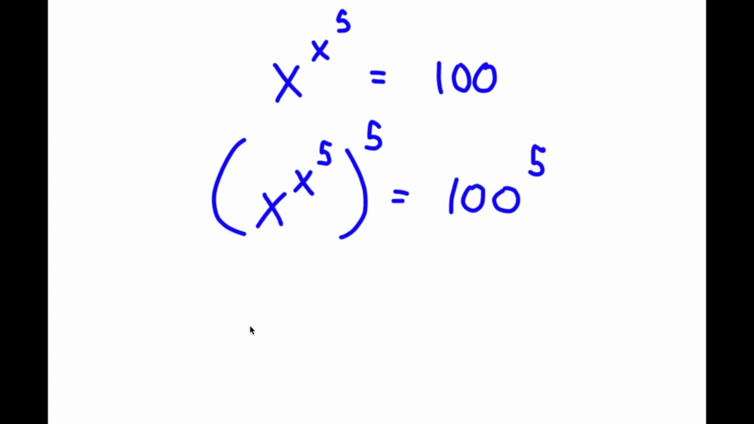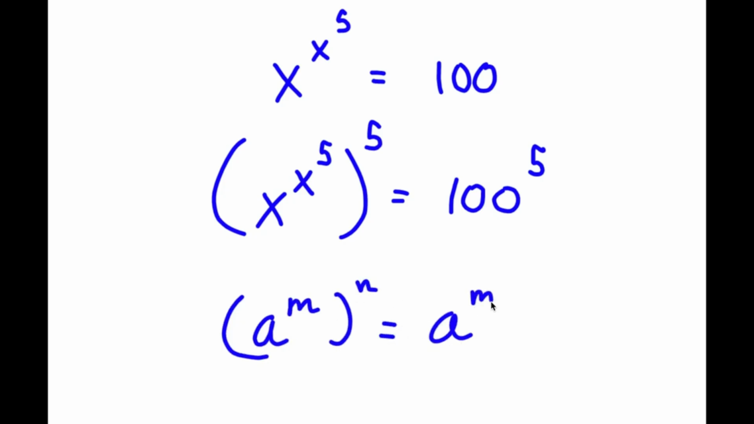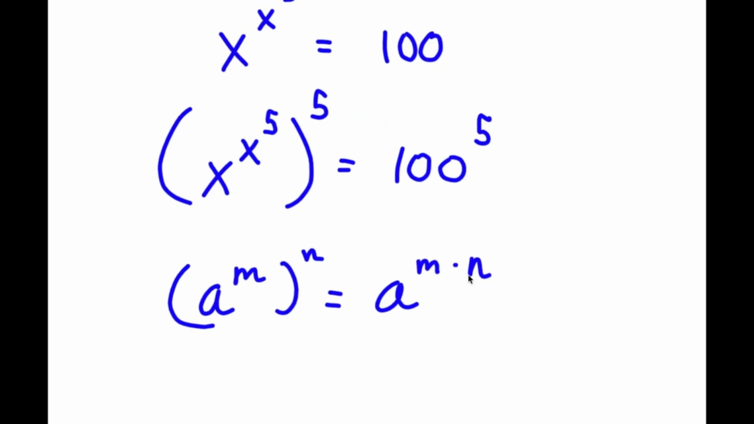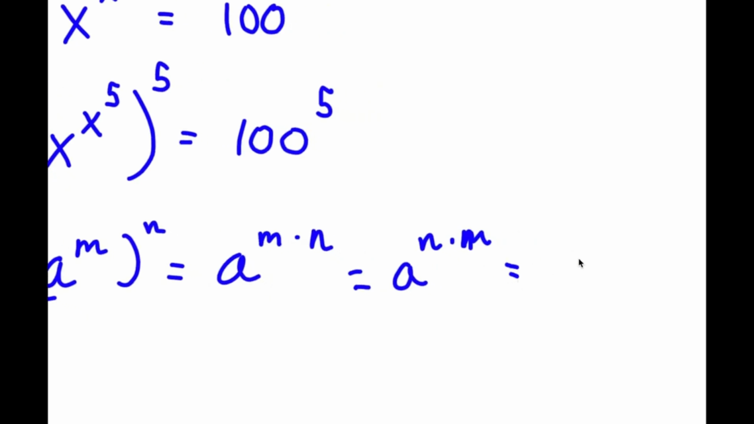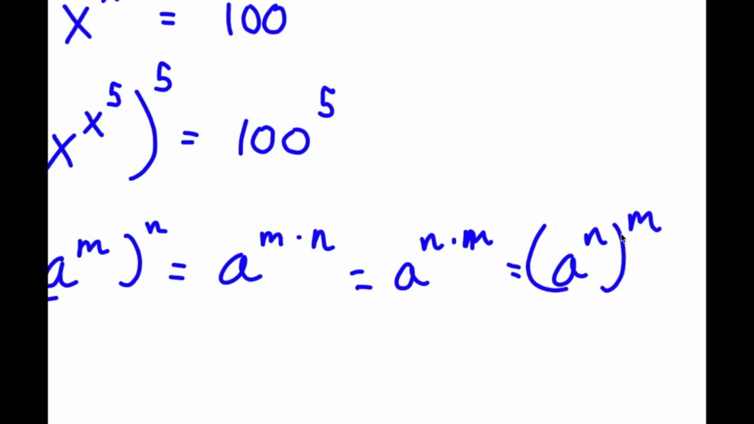Now, if I have something in the form a to the power of m to the power of n, this is the same thing as a to the power of m times n. And m and n, you can change the place of these two, so this is the same thing as a to the power of n times m. So a to the power of m to the power of n is equal to a to the power of n to the power of m.